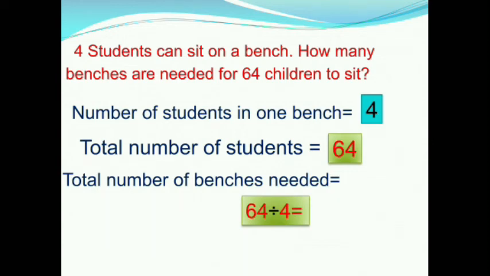64 divided by 4. Here 64 is the dividend, 4 is the divisor. Now we should divide the first digit, that is 6. 6 will not come in the 4 table. So we should take the nearest number lesser than 6, that is 4. 4 ones are 4. Write 1 in the quotient place and write 4 below 6 and subtract it. 6 minus 4 is equal to 2.